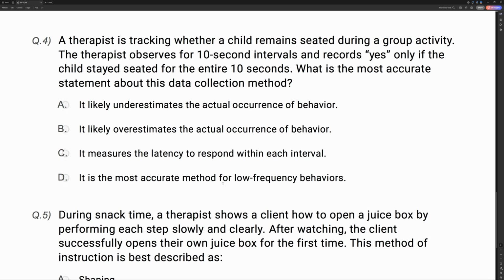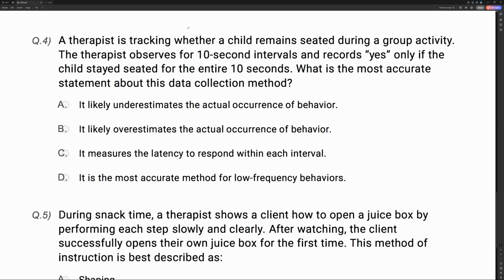A therapist is tracking whether a child remains seated during a group activity. The therapist observes for 10-second intervals and records yes only if the child stays seated for the entire 10 seconds. What is the most accurate statement about this data collection method? So we changed it up a little bit, right? We had a measurement question earlier that had to do with a full time period. And in that time, we said, well, it can't be intervals because we didn't break it into intervals.